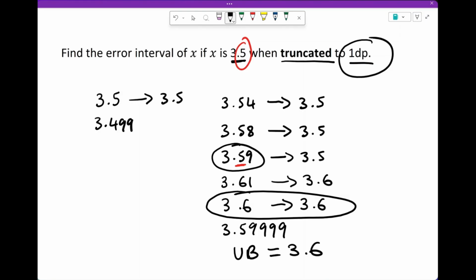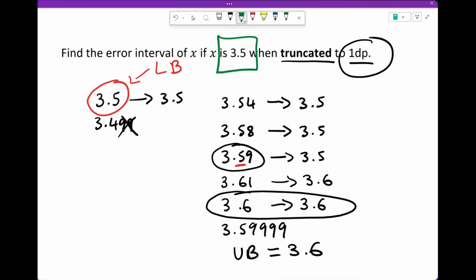But that's going to truncate to just 3.4. So that's not going to work. So therefore, 3.5 itself would be our lower bound. So for truncation, your lower bound is going to be the number itself.